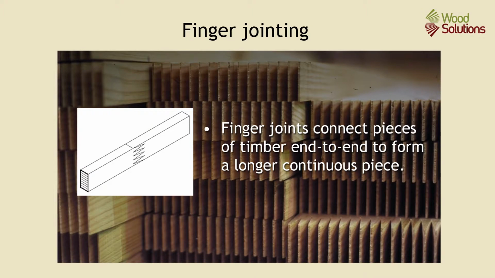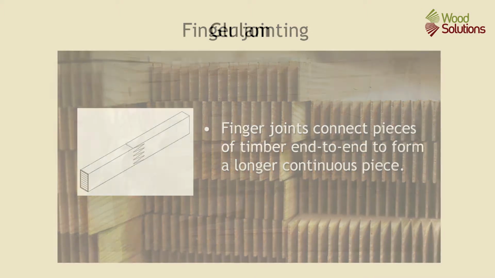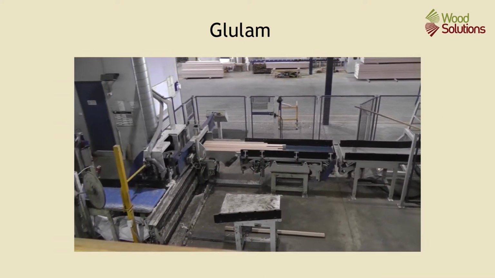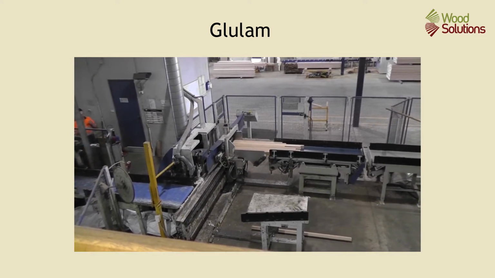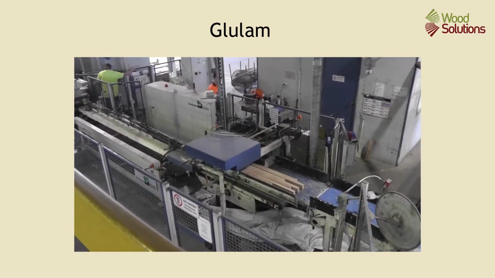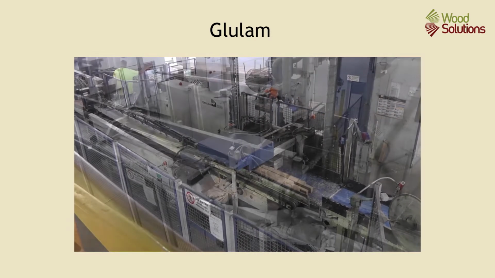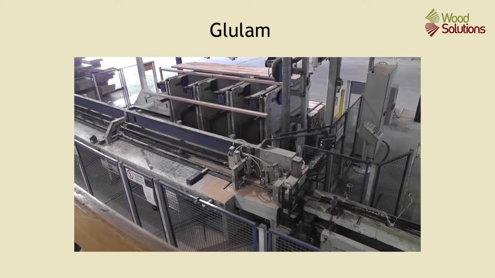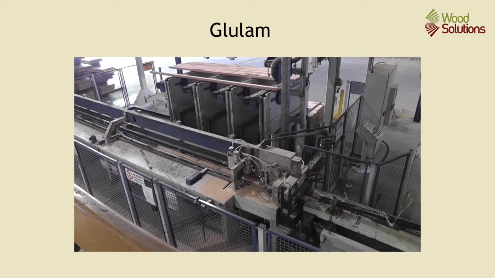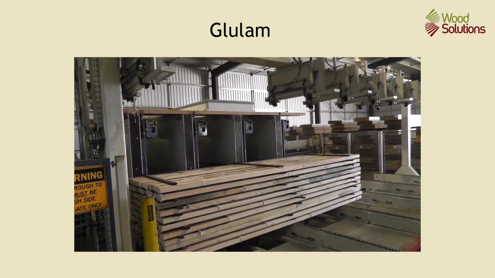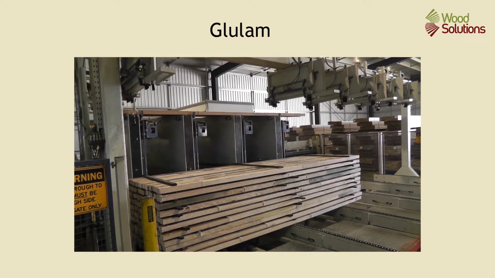Finger jointing can be a labor-intensive process. In this facility, finger jointing is automated. Finger joints are cut into either ends of the boards, then the boards are fed through a glue applicator before the finger jointed pieces are pressed together into a long laminate. They are then stacked and the glue is allowed to fully cure.